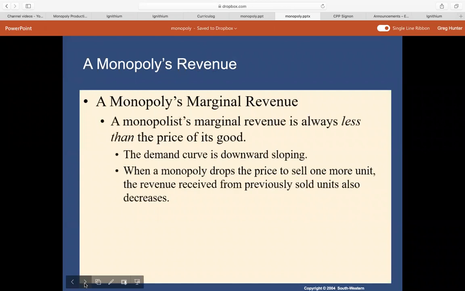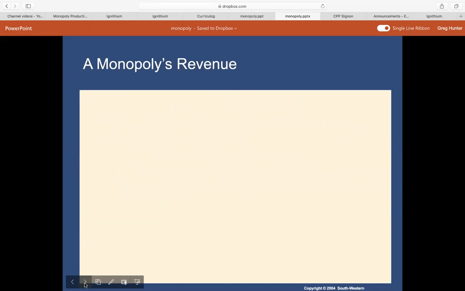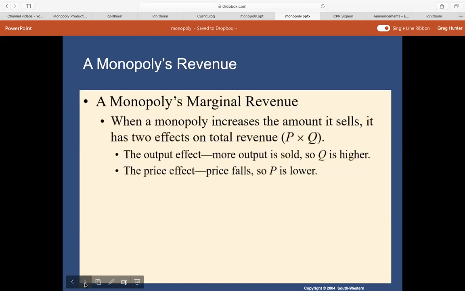Marginal revenue. The monopolist's marginal revenue is always less than the price of its good. That's what we showed in the last table. The demand curve is downward sloping, and when a monopoly drops the price to sell one more unit, the revenue received from previously sold units also decreases. That's what we talked about as the price effect.